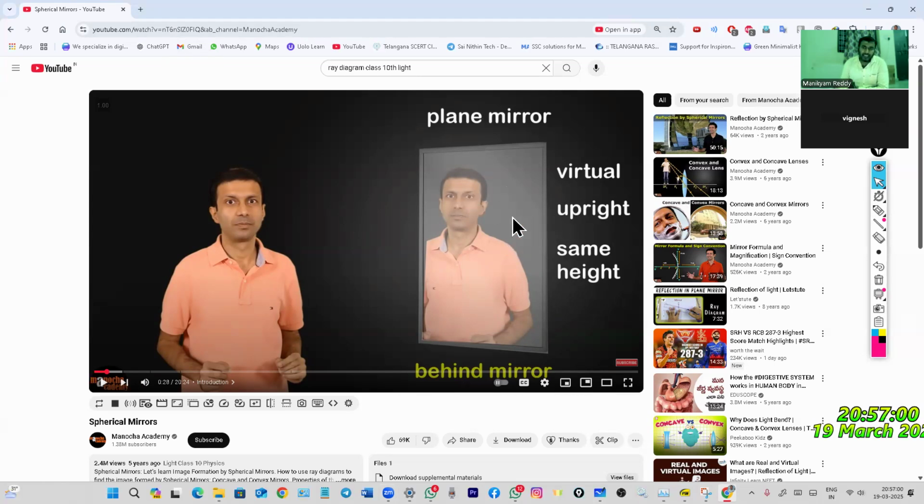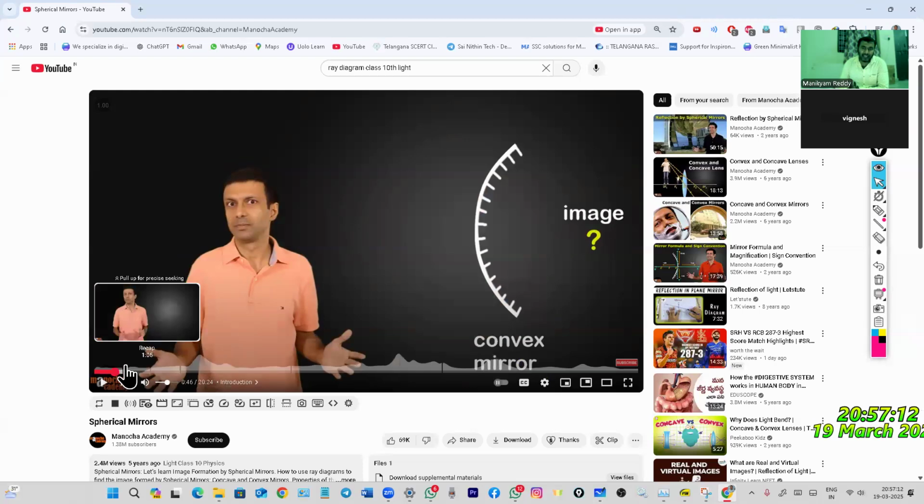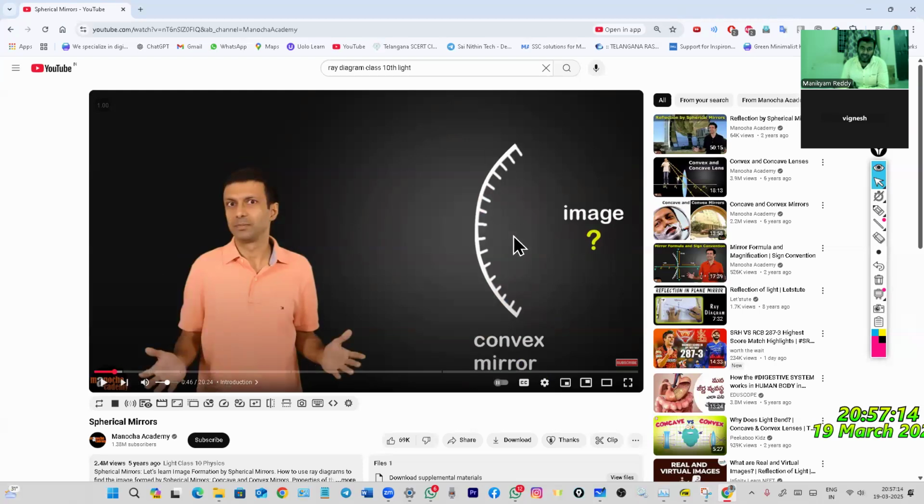Yes, sir. The image is a virtual, upright image, the same height image we are going to see. Virtual image. This is not on a screen. We are observing it in the plane mirror. We can't take it on any screen. Okay, this is the convex mirror. Inside is a rough surface, outside a smooth reflecting surface, bulged in the outward direction.